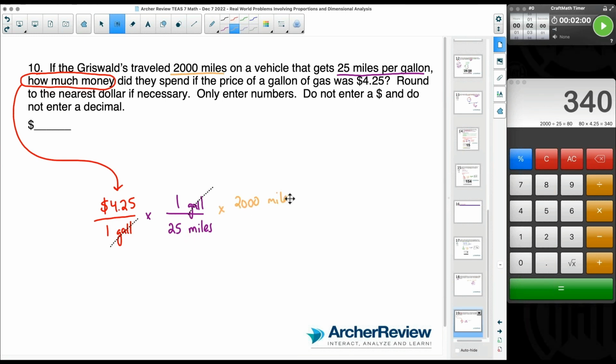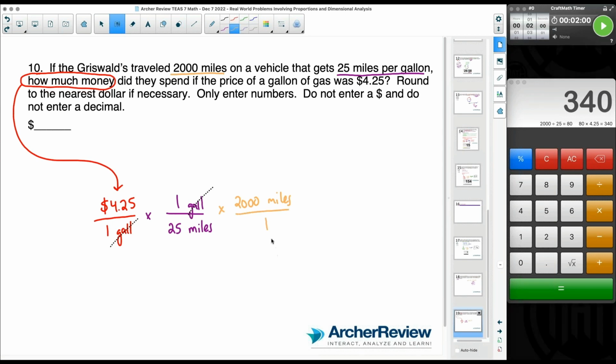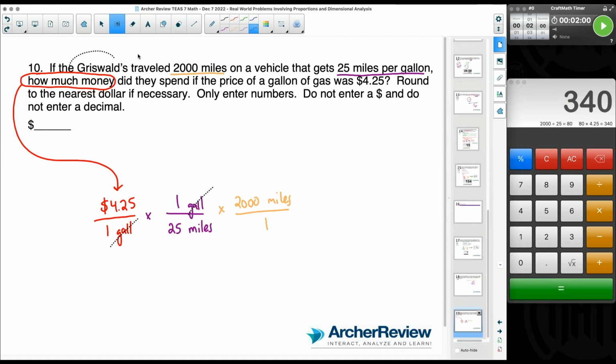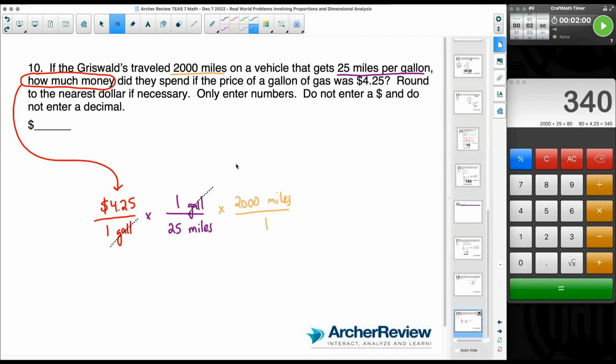So we have 2,000 miles. I can put this over 1. That represents the one trip, the one road trip the Griswolds took. Maybe I like that little comparison right there. Griswolds, one of my favorite movies. About time to watch it. Christmas Vacation, if you haven't seen it, is hilarious.